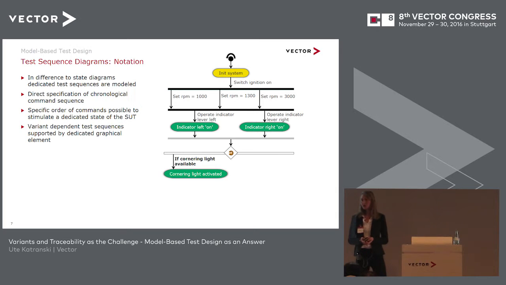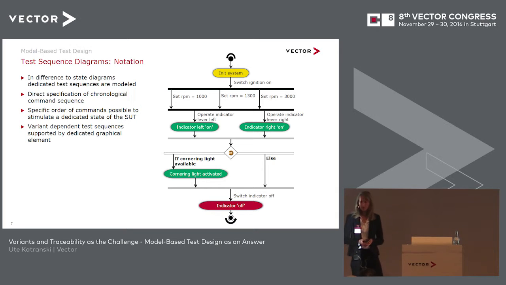Variant-dependent test sequences, variant dependency. Well, if I have a bending light available, then I have to check that if the indicator is set, the bending light has to kick in. Otherwise, I don't have to do that. And then, in the end, I switch off the indicator and just verify that this has worked as well.